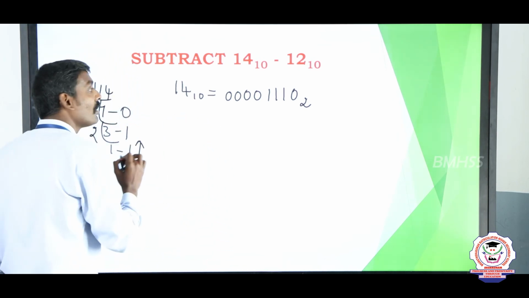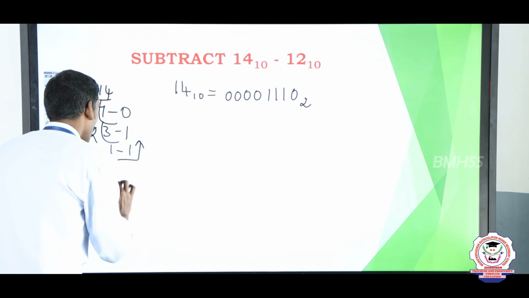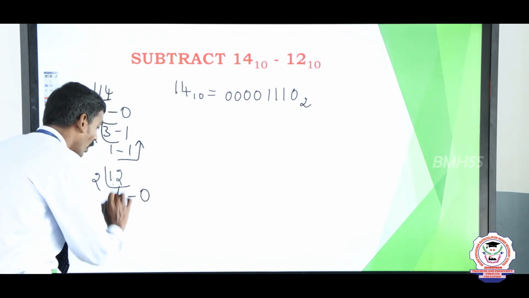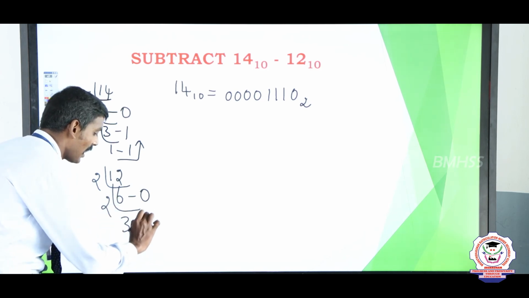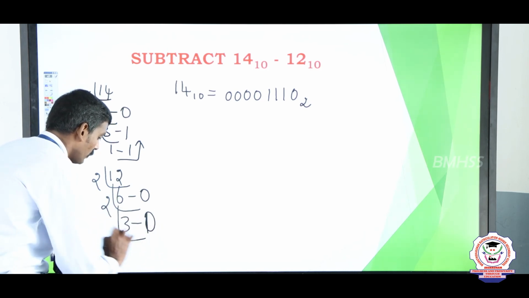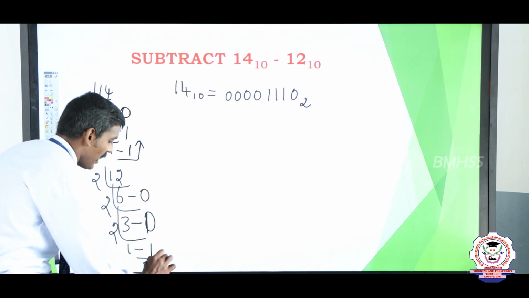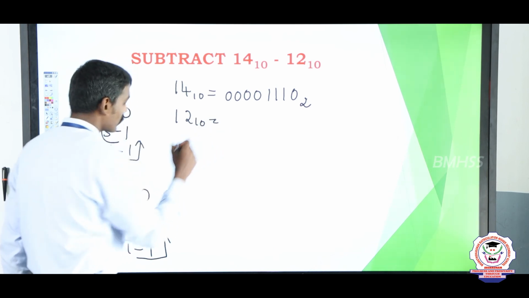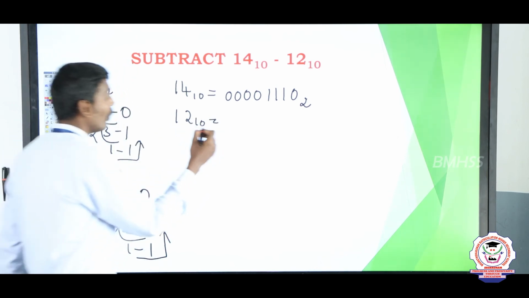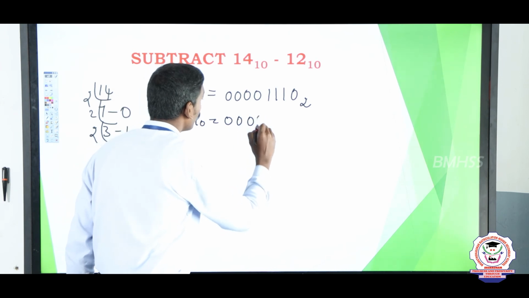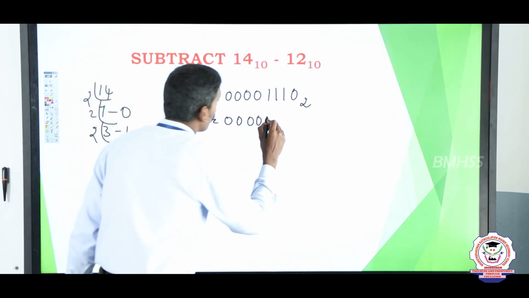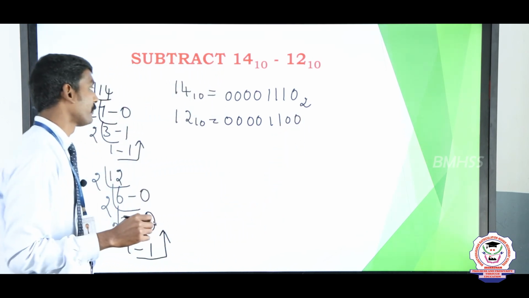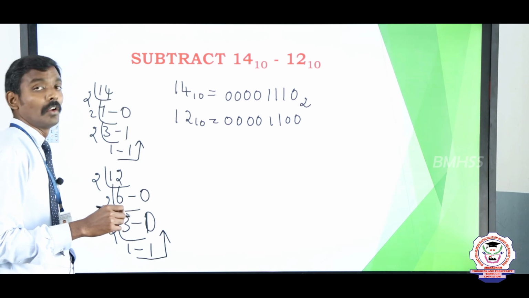Next, we are going to convert the 12 into binary form. 6 2s are 12, balance 0. 3 2s are 6, balance 1, 0. 1 2 is 2, balance 1. Here 12 base 10, in this 12 also we get only 4 bits. So you can add the previous 4 bits and then write 1 1 0 0. Are you clear? 1 1 0 0.